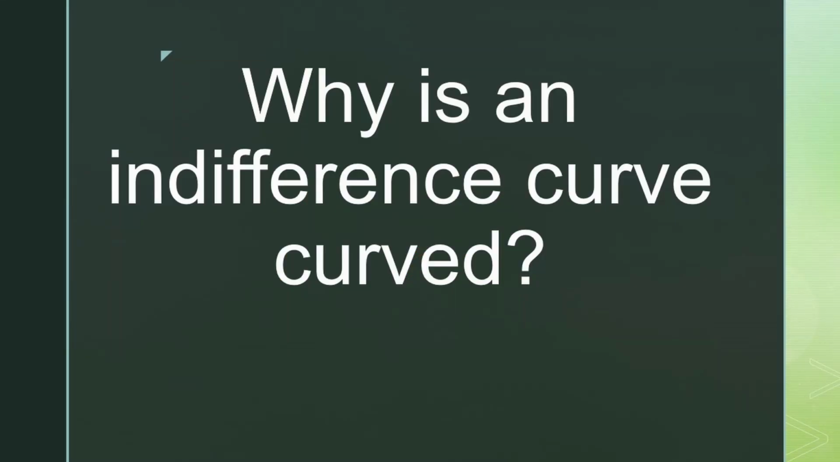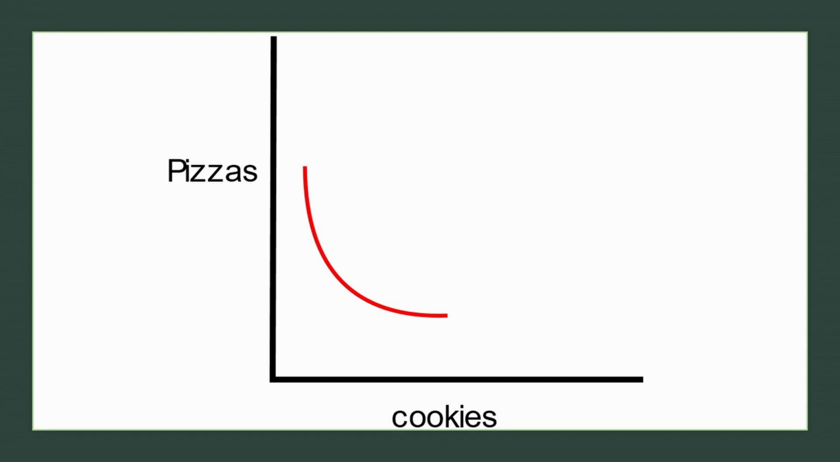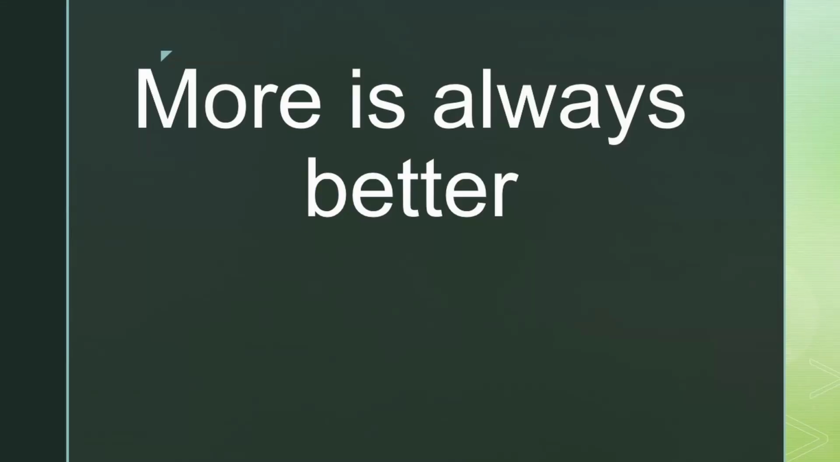Why is it curved? Why is it not a straight line? It's because the more you get of something, the less happy you are with each one. That's called the diminishing marginal rate of utility, and it's something that we will look at in a different video coming up soon. An important assumption with preferences is that more is always better.